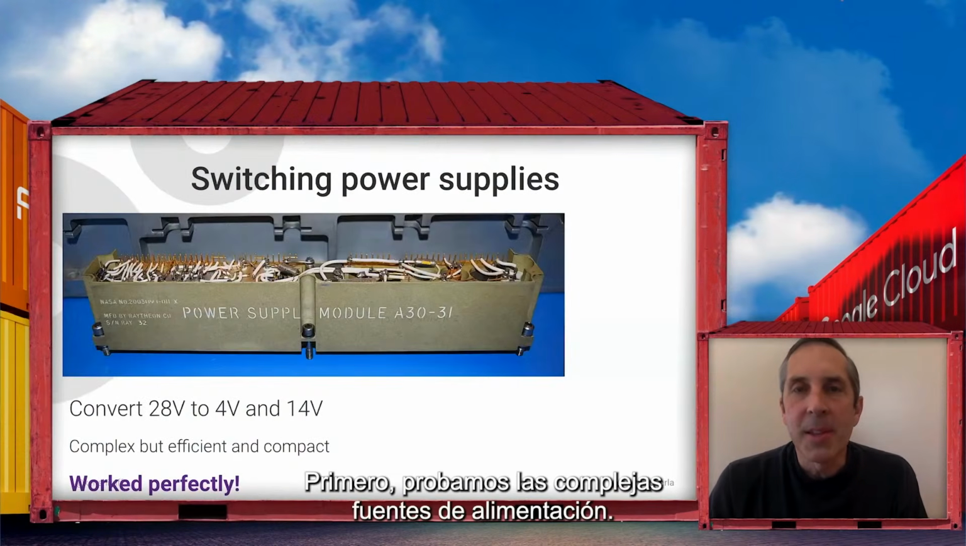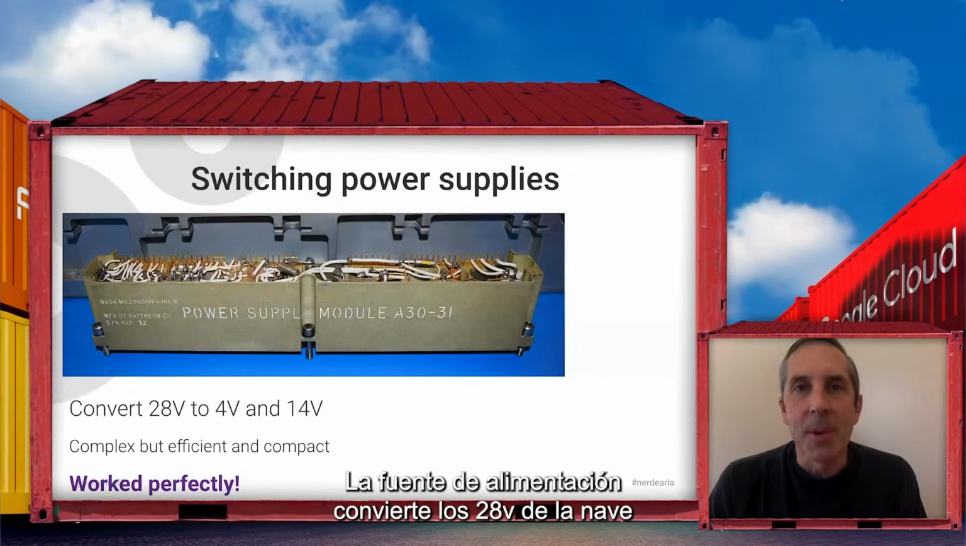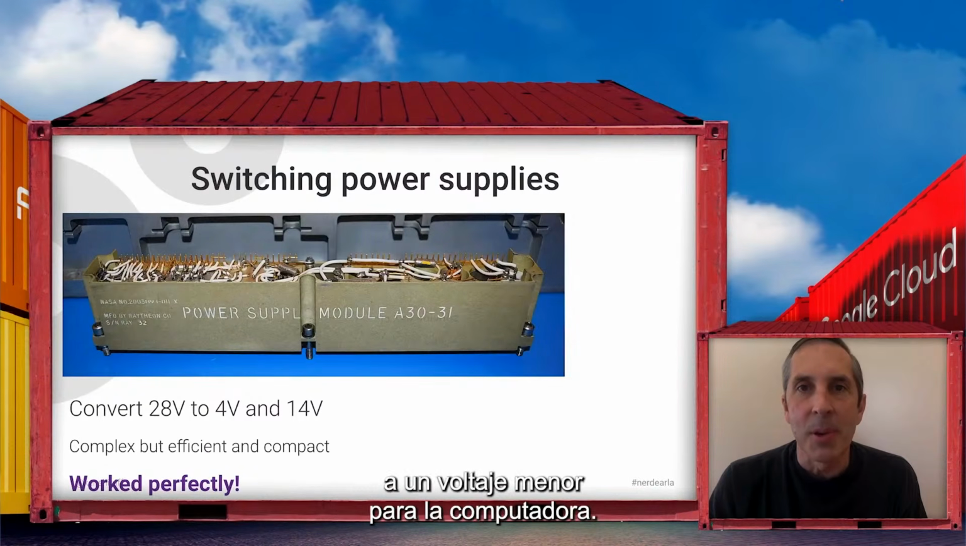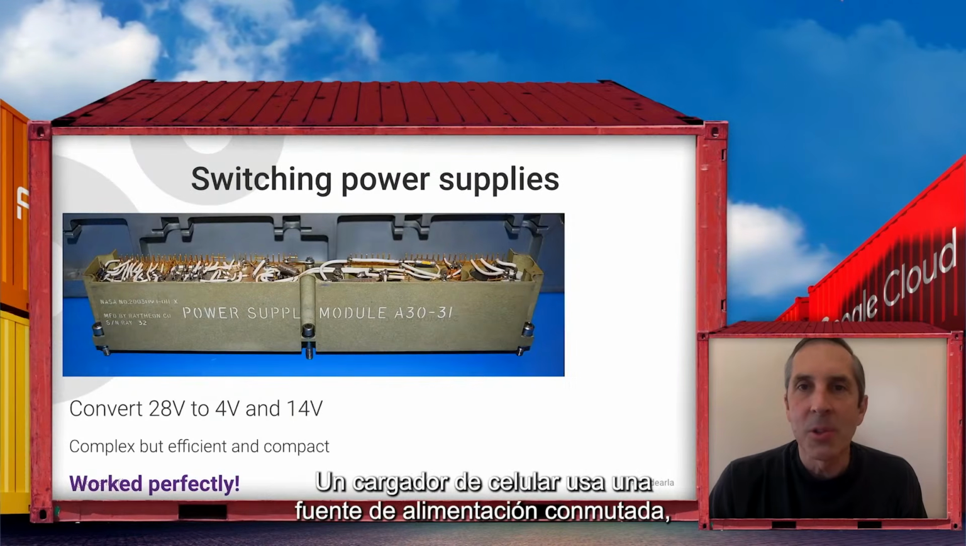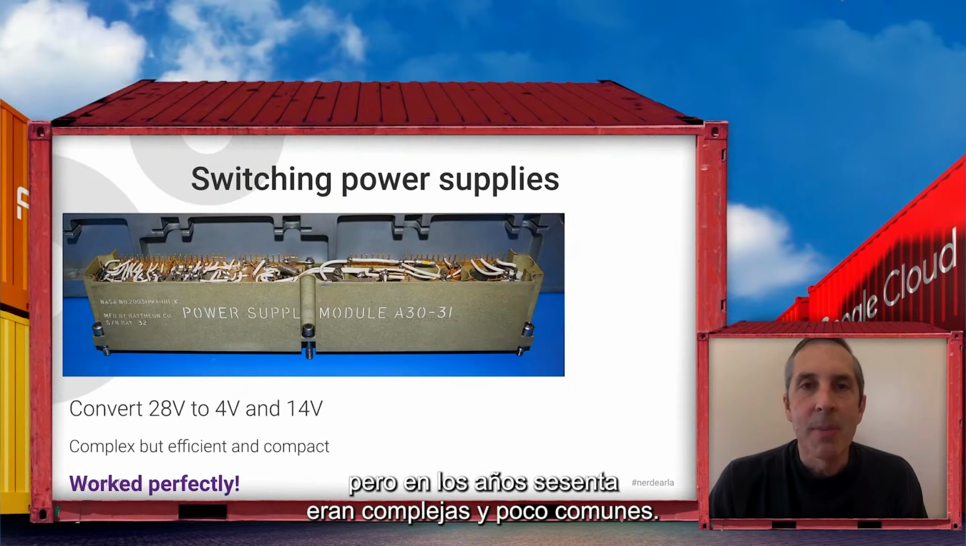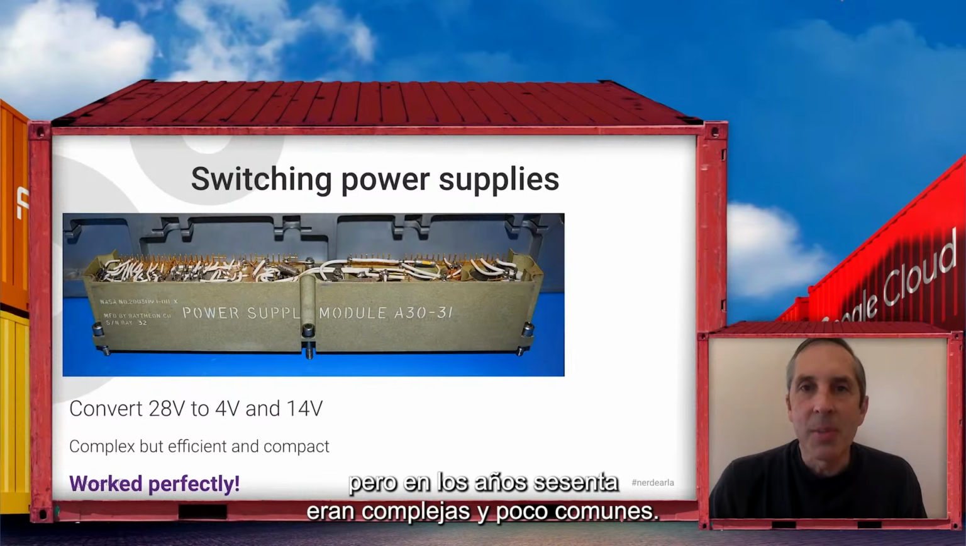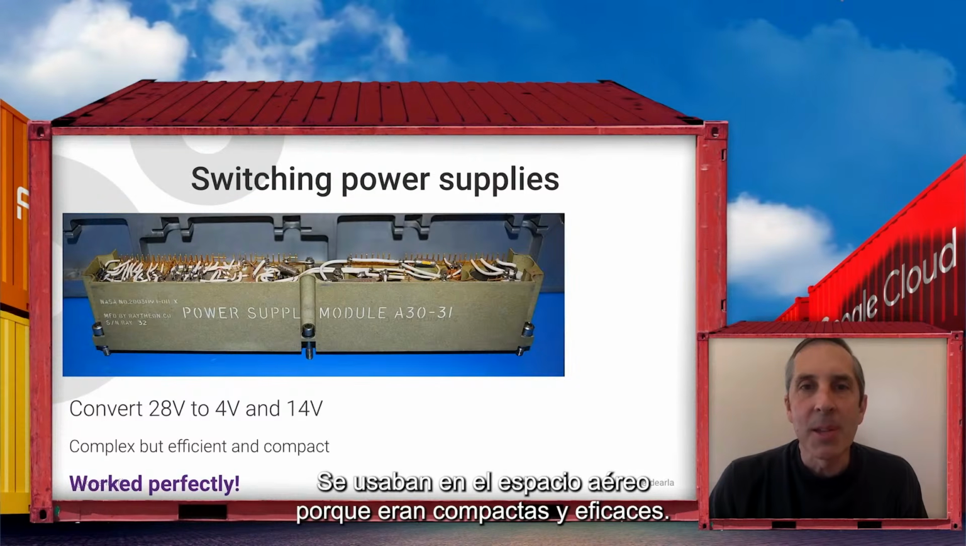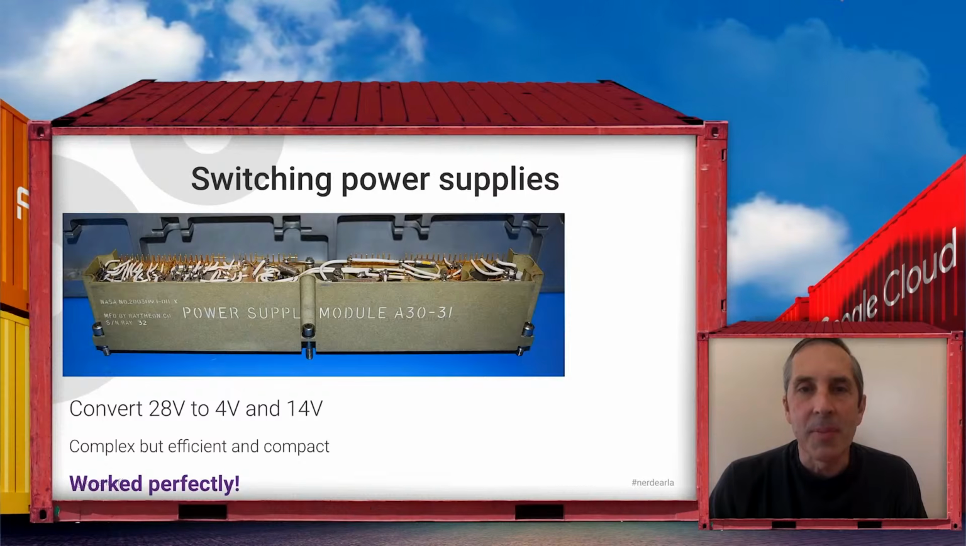We started by testing the complex power supplies. The power supply converts the spacecraft's 28 volts into lower voltages for the computer. Your cell phone charger uses a switching power supply, but back in the 1960s, switching power supplies were rare and complex. They were used in aerospace because they were compact and efficient.